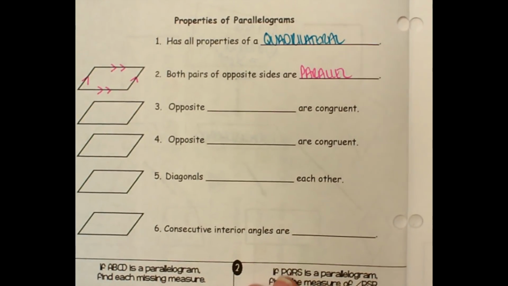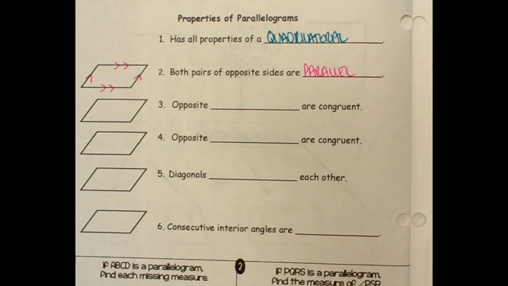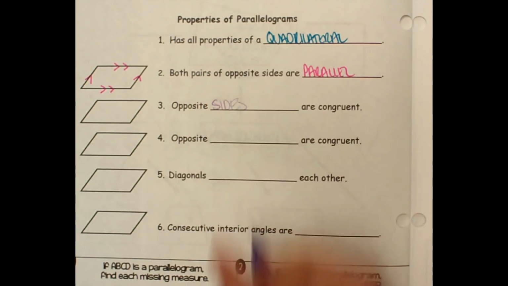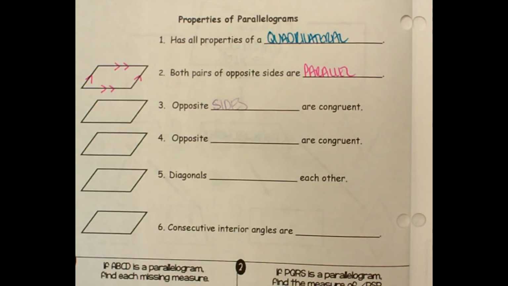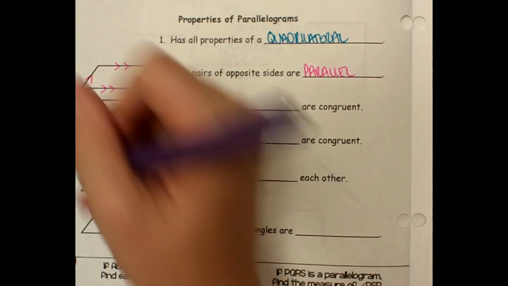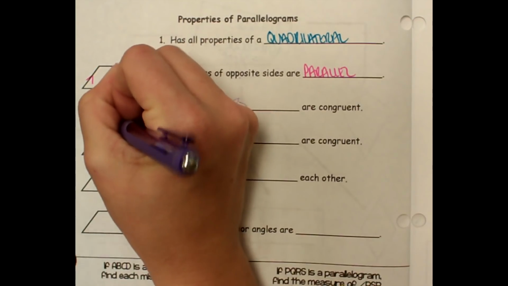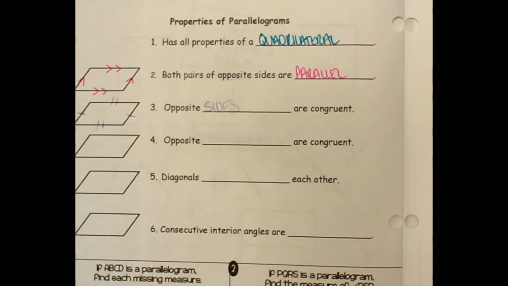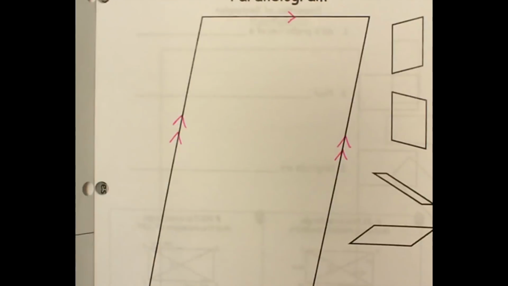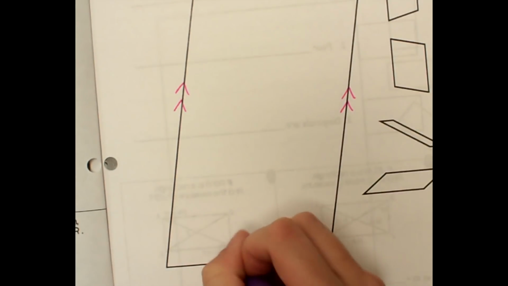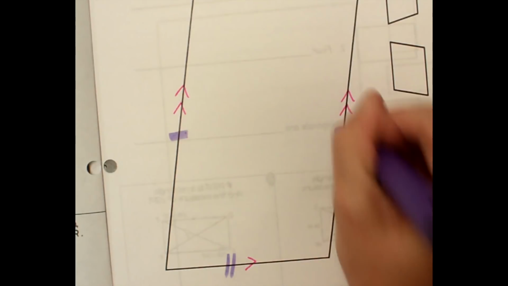So looking at our properties, we see that opposite sides are congruent. So opposite sides of parallelograms are going to be congruent. That means that this side is congruent to this side, and the top is congruent to the bottom. So if they're parallel, then for a parallelogram that means they're congruent. So if we draw our congruency marks, top is congruent to bottom, left is congruent to right.